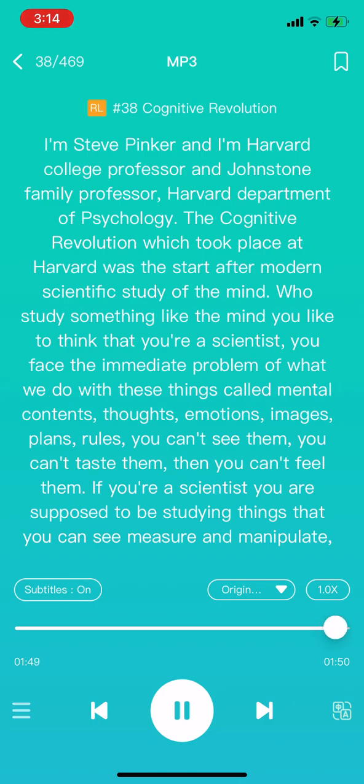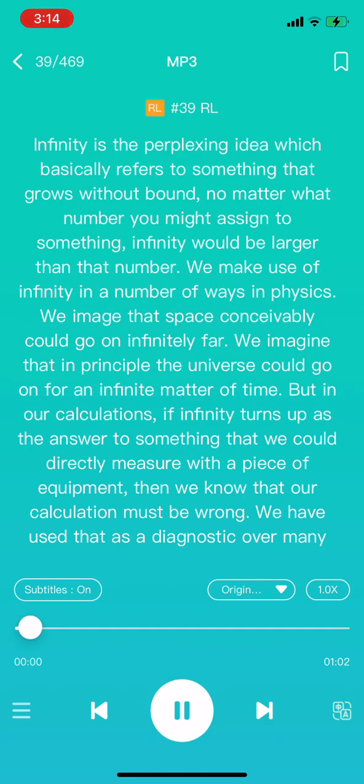Infinity is a perplexing idea which basically refers to something that grows without bound. No matter what number you might assign to something, infinity will be larger than that number. We make use of infinity in a number of ways in physics. We imagine that space conceivably could go on infinitely far. We imagine that in principle the universe could go on for an infinite amount of time.